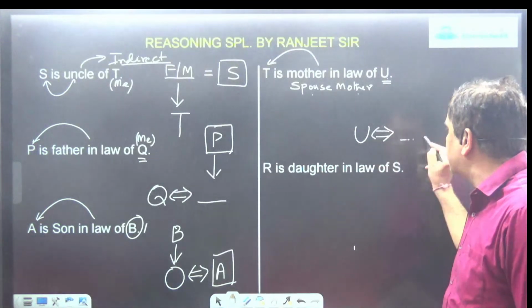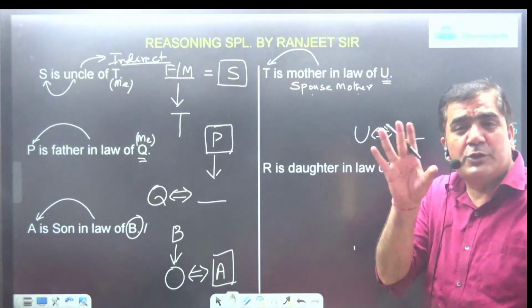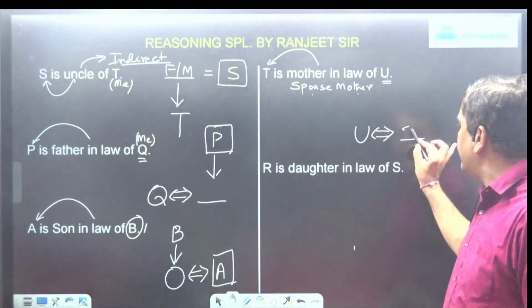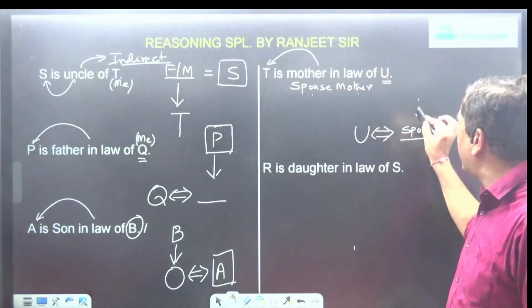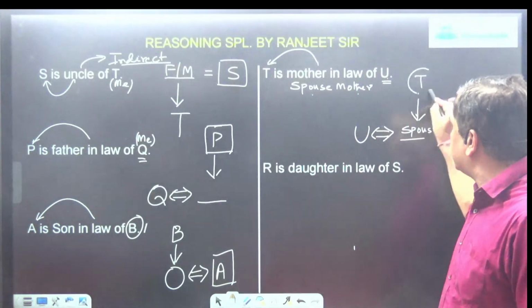Here comes my spouse. See, I am assuming myself to be you. It never means you will be male. Don't assume the gender. So here comes my spouse. And my spouse's mother will be my mother-in-law. So here comes mother and this is mother-in-law.